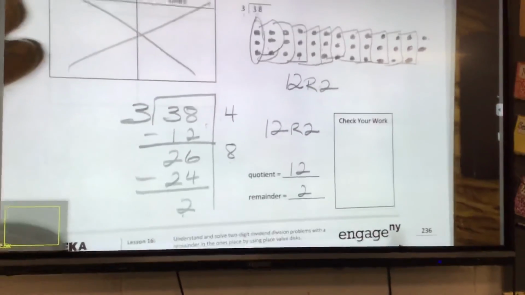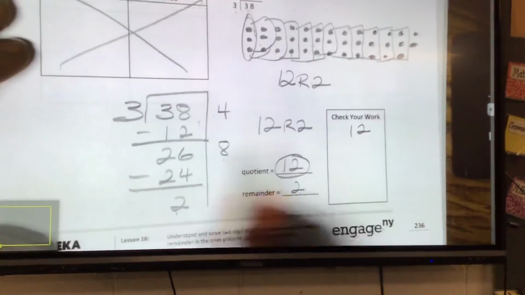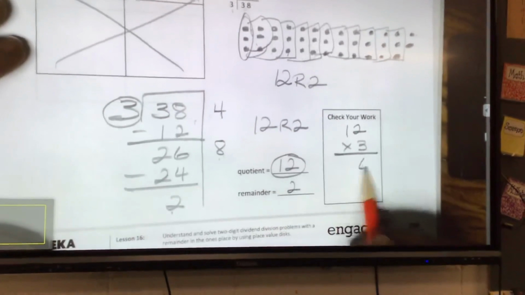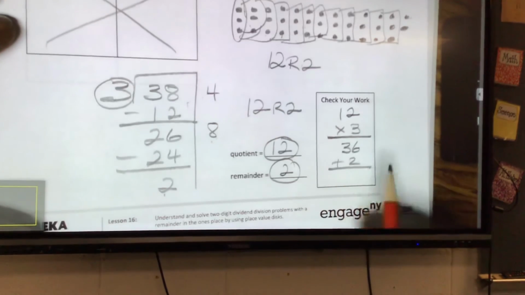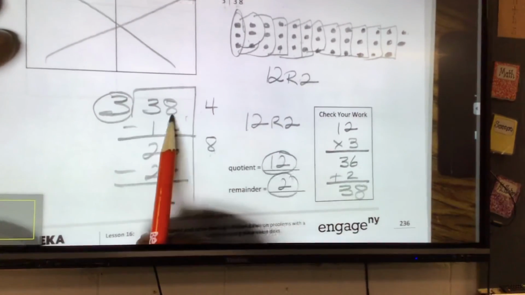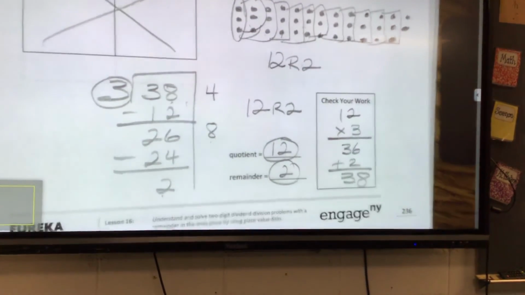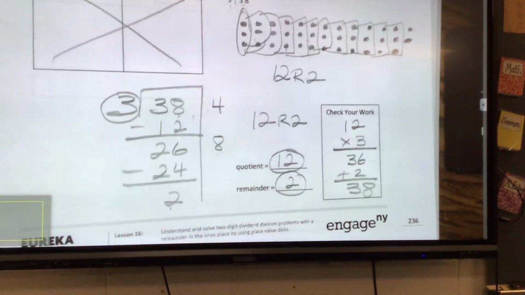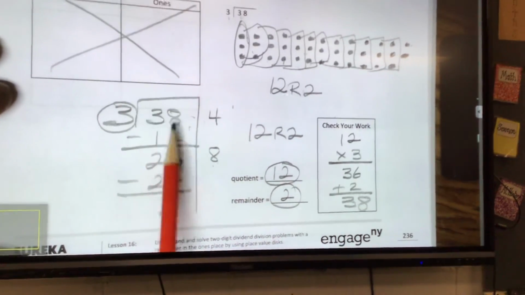Alright, so I'm going to double check. I'm going to take 12, which is my answer, times my divisor, which is 3. And I get 36, plus my remainder of 2, which I get 38. So 38 is here and here. So my answer is what? 38. Means it's correct. Okay, any questions? No. Alright, so you got to make sure you know your multiplication facts and you know your strategy.